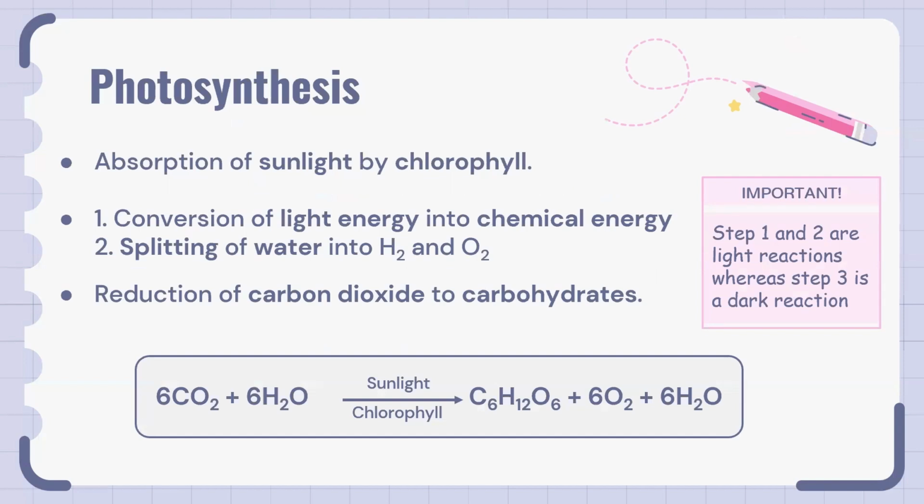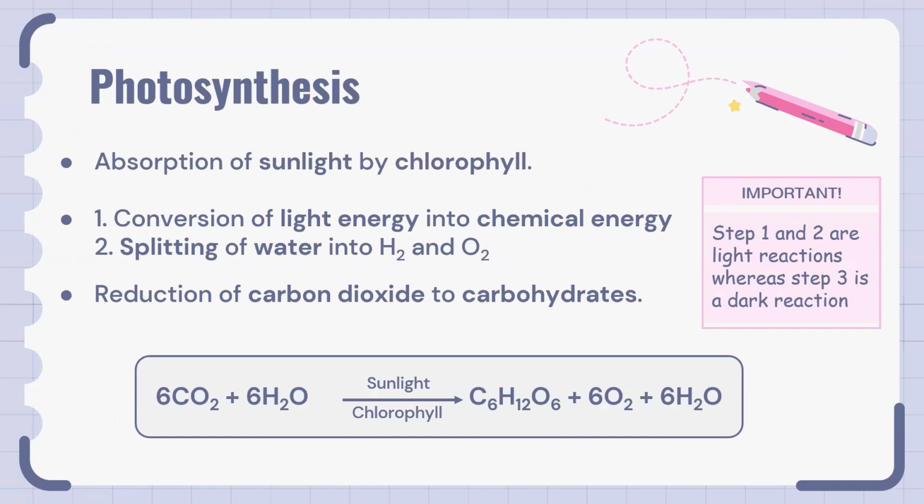Photosynthesis. Three steps take place in photosynthesis. Sunlight is first absorbed by chlorophyll. The sunlight which is absorbed is then converted into chemical energy, that is ATP and NADPH. Simultaneously, water is split into hydrogen and oxygen in a process called photolysis. In the final step, carbon dioxide is reduced into carbohydrates. That is, carbon dioxide is converted into glucose. Reduction refers to the gain of hydrogen in this case.